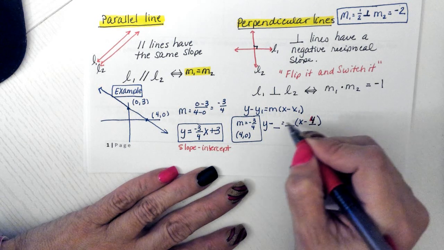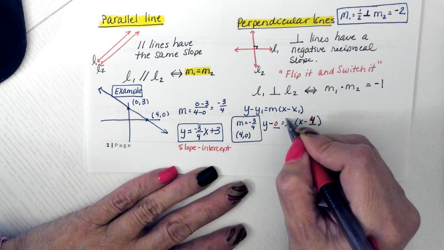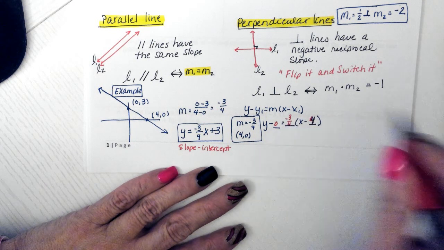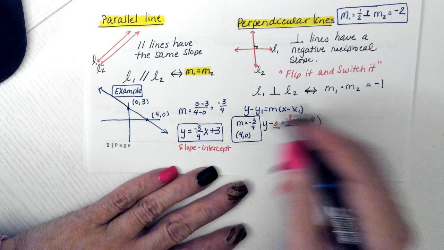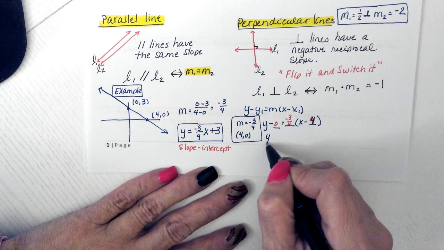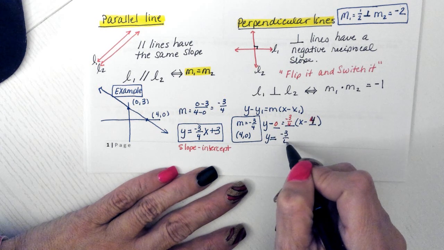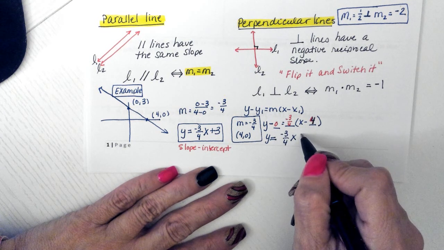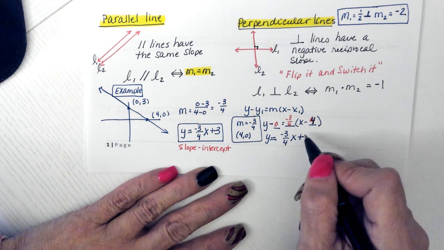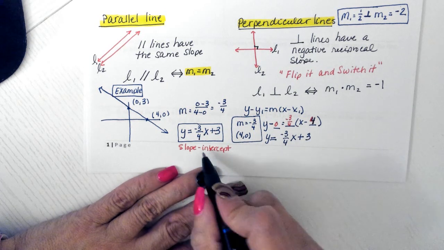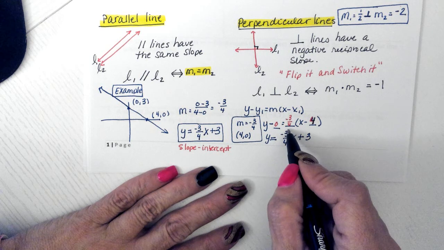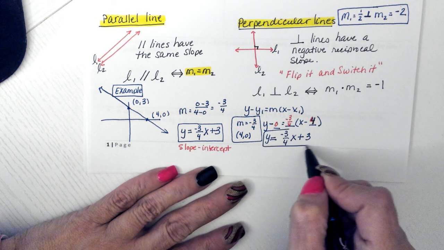X is 4, y is 0, and the slope goes in the middle. I'm going to hippity-hoppity and fix this out. So y minus 0, that would be y equals, hippity-hoppity, negative 3 over 4x. Negative times a negative is a positive. The 4's will cancel, and I'll just have a 3. Oh, look, it's the same thing. I'm going to box that in again.